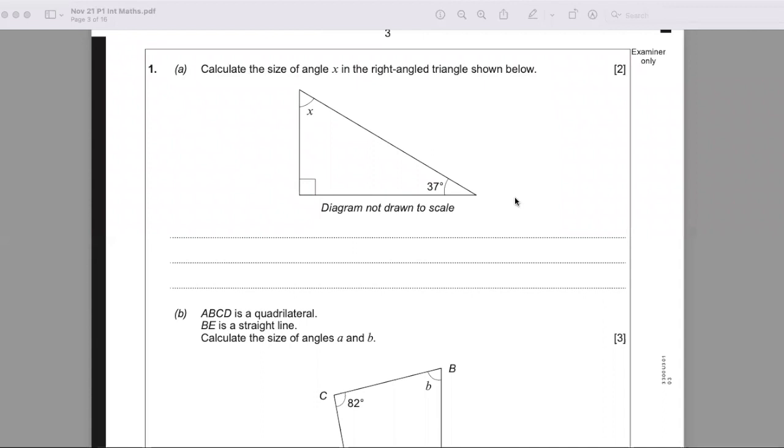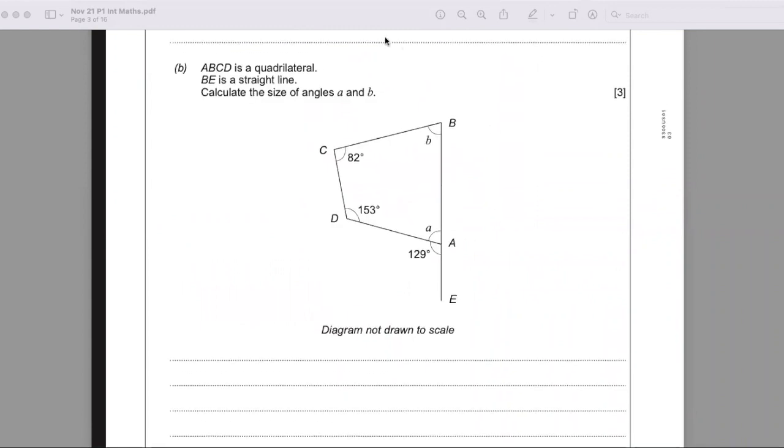Question 1. Calculate the size of angle X in the right angle triangle shown below. So you've got a right angle triangle, so that of course has to be 90 degrees. To work out X, all you've got to do is 180 degrees take away 90 plus 37, because angles in a triangle add up to 180 degrees. So that'll be 180 degrees take away 127, and that would be 53 degrees.